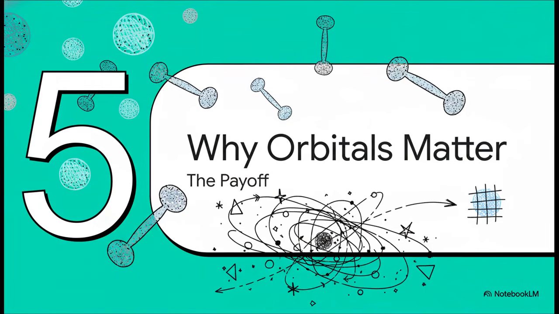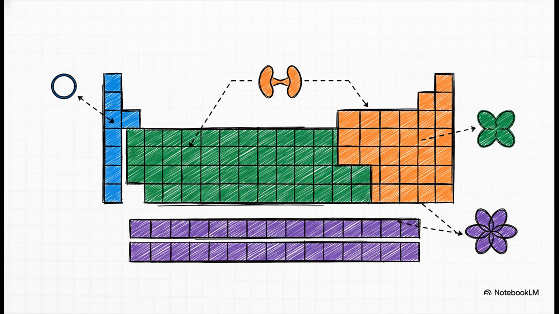Okay, I know. We've been talking about spheres and dumbbells and probability clouds. It's all very abstract. You're probably thinking, why on earth does any of this matter? Well, get ready, because this next part is the grand payoff. This is where it all comes together. Bam! Take a look at this. That weird, kind of clunky shape of the periodic table you had to memorize in school, it's not random at all. It is literally a map of these electron orbitals.